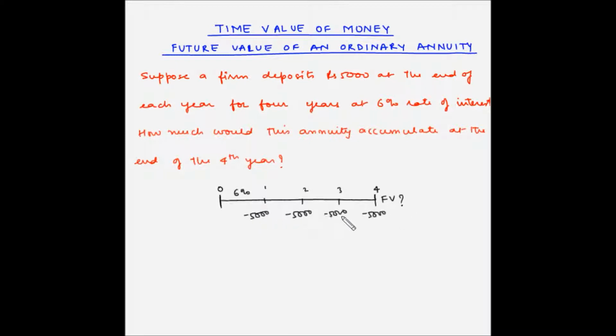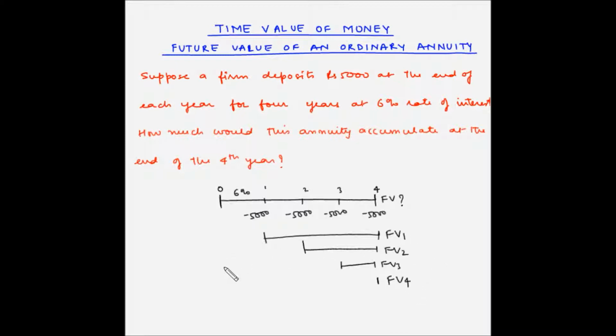Now each of these investments will grow at 6% compound interest per annum. So the first investment will become FV1, the second investment will become FV2, and the third investment will become FV3. The fourth investment does not have any time to accumulate interest, so this will be as it is, and this will be FV4.